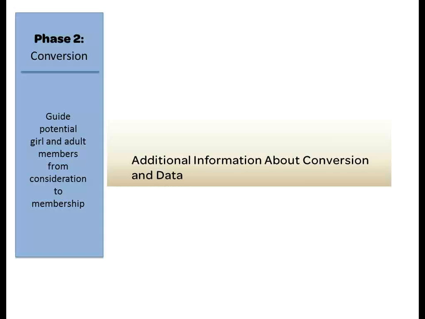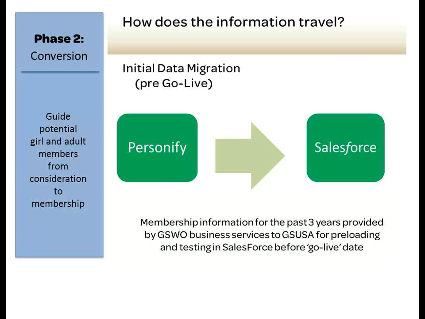So just a couple of slides on some additional information about conversion and data. One big question that I think a lot of folks have is, how does the data travel? Before we go live, there's going to be an initial upload of data from Personify to Salesforce. Membership information for the past 3 years that's in Personify will be uploaded to Salesforce. So we're not going to have to sit and enter things manually. There's going to be an automatic data migration.